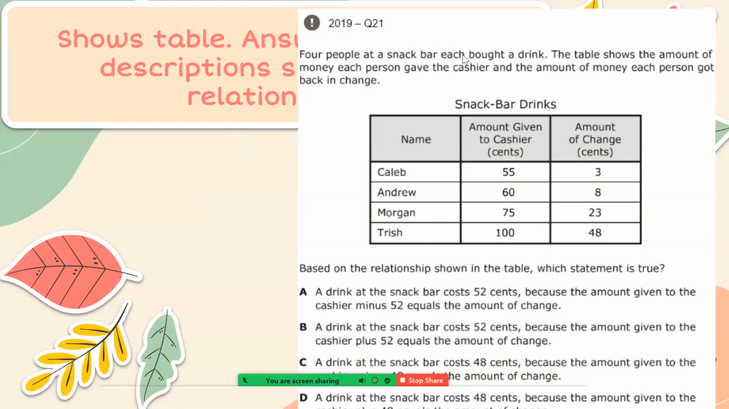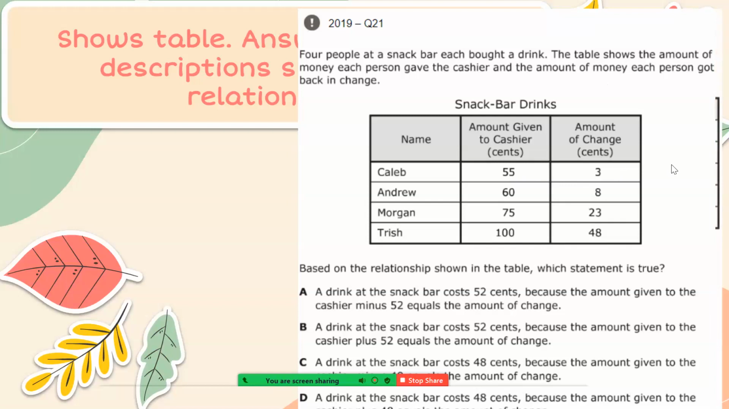So 4 people at a snack bar each bought a drink. The table shows the amount of money each person gave the cashier and the amount of money each person got back in change. Obviously, if they gave this much and they got some change, this number should be less. But how in the world do we figure that out? Sometimes we can come down here and try each one of these and see if it works for all of these. Typically, what I teach the students to do is go 55 minus 3.